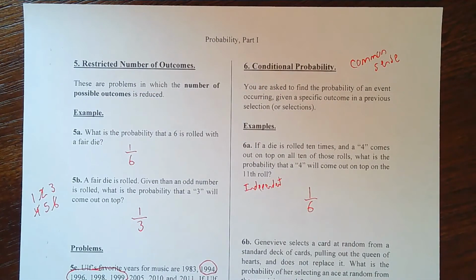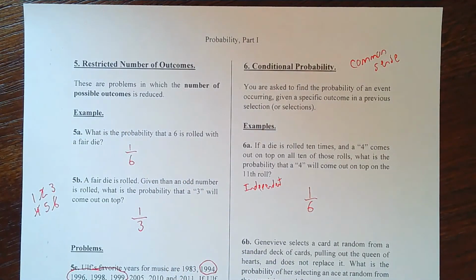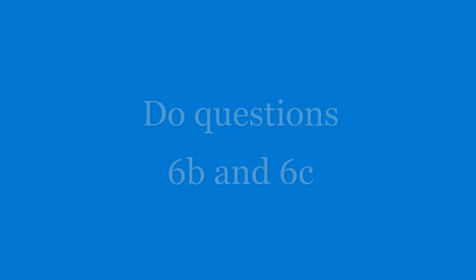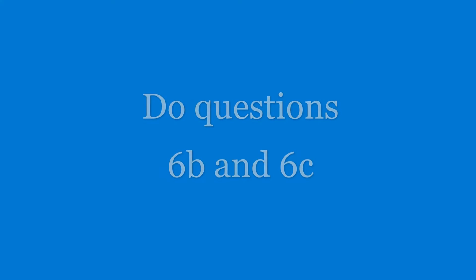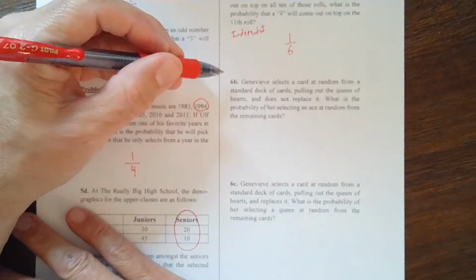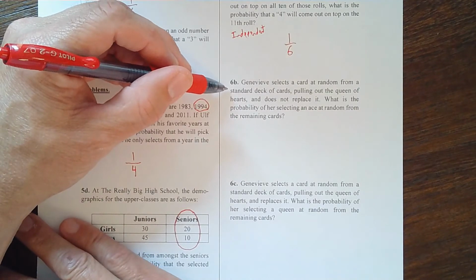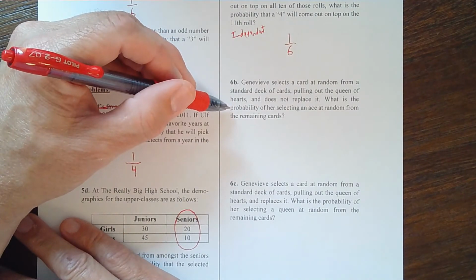All right, again, very straightforward stuff here. Stop the video and let's have you try 6B and 6C. In 6B, Genevieve selects a card at random from a standard deck of cards, pulling out the Queen of Hearts. She does not replace it. What is the probability of her selecting an ace at random from the remaining cards?